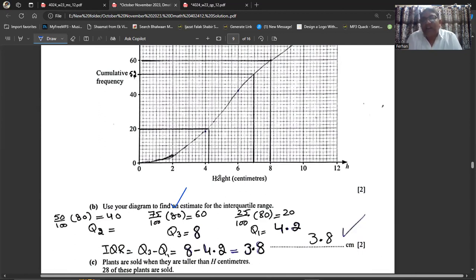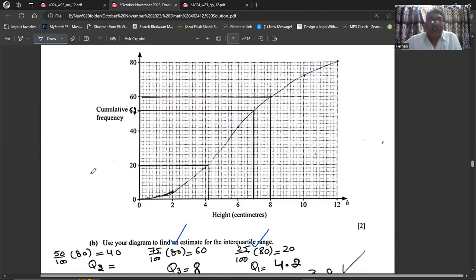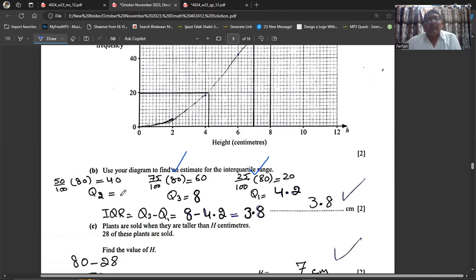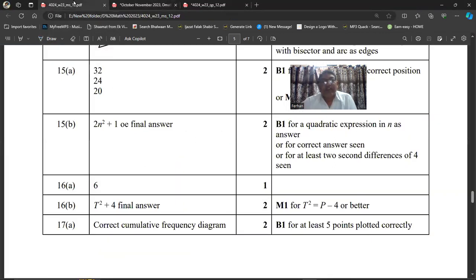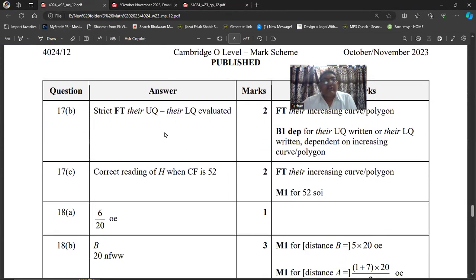The Q1, the lower quartile, is 25% of the total cumulative, and that will be 25% of the 80, which is 20 on the y-axis. I will check where the 20 is. From there, I will go to the graph. When I hit the graph, I will check the value of x. That is 4.2 something. So Q3 is 8, Q1 is 4.2. I will find the difference between them. It will be 8 minus 4.2, and that is 3.8. So the interquartile range is 3.8.